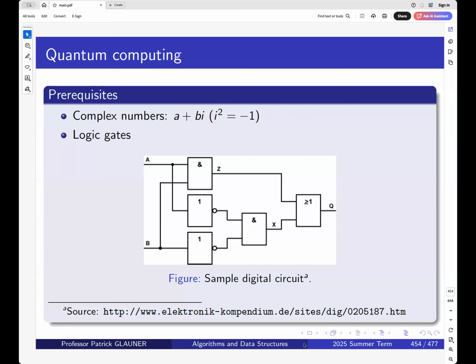Are you all okay with complex numbers? Maybe just send me some signal here in the chat if you're okay with complex numbers or not. Something that you should have seen also in your introduction to maths. And these are the prerequisites.